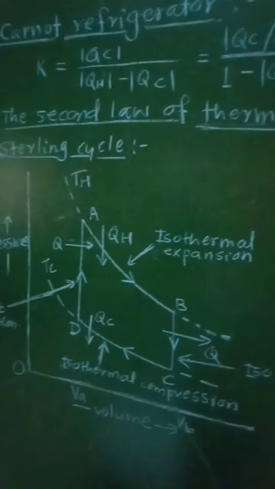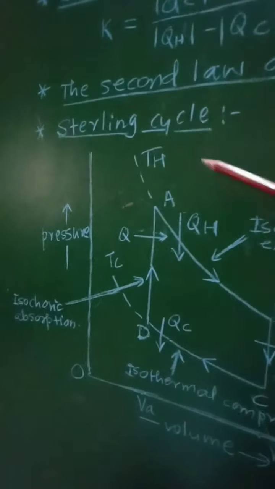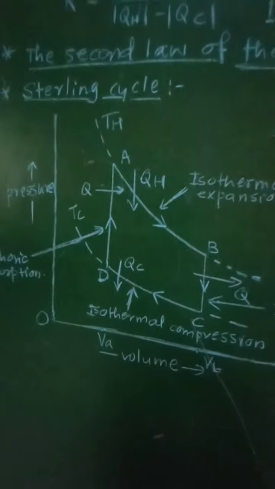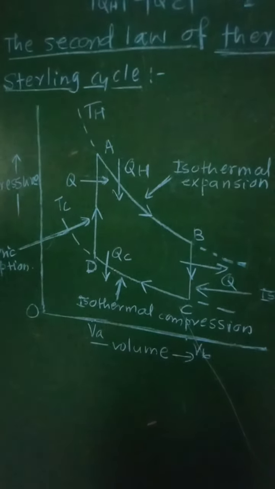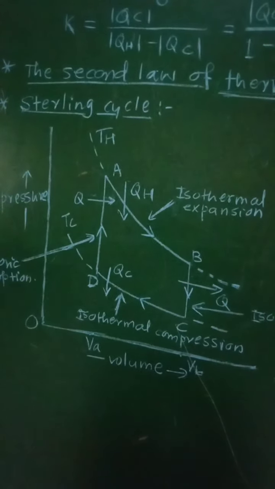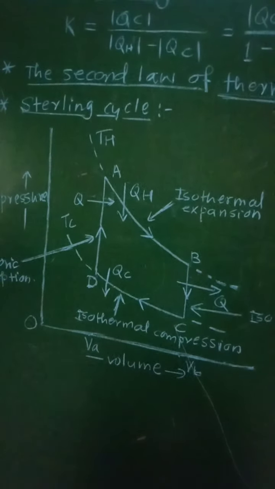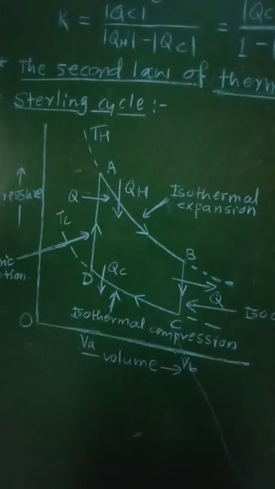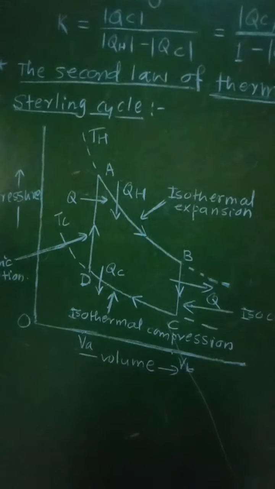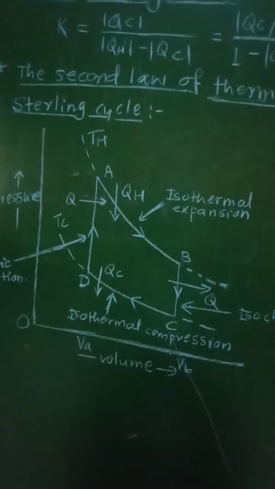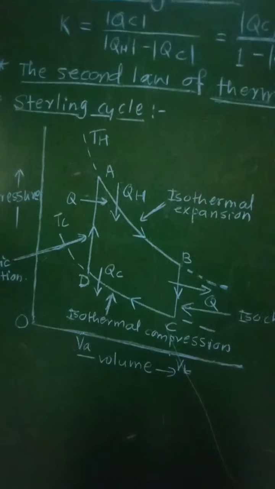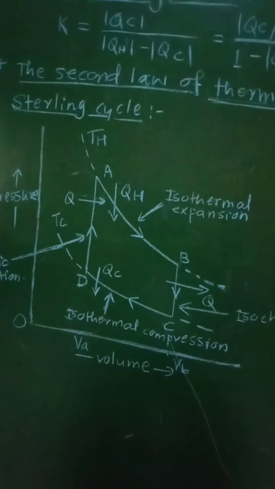And now let us go for next point, that is Stirling cycle. Now, what is that Stirling cycle? Let us see. Stirling cycle is a closed thermodynamic cycle. Stirling engine is based on this cycle. Working substance used in this cycle is air, helium, hydrogen, nitrogen, etc. All the processes in this cycle are reversible processes.